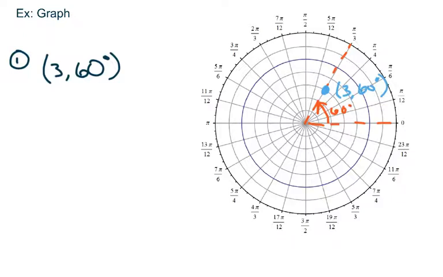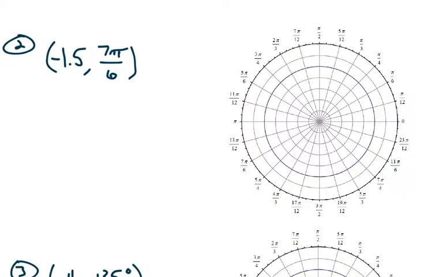Okay, let's try another one. Number 2, (negative 1.5, 7 pi over 6). So now we're in radians, so we need to first draw our angle, and 7 pi over 6 is pretty convenient because we're describing our angle in radians. So I'm going to draw my positive x-axis.